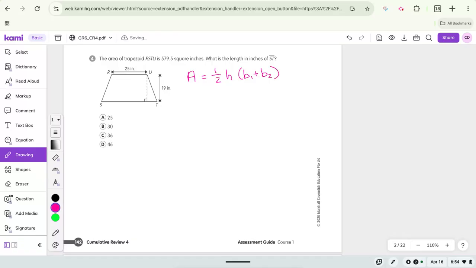So let's just take this formula and plug in everything that we know. I know the area is 579.5, so in place of A, I'm going to put that. I see that the height of this trapezoid is 19. One of the bases is 25, but I don't know the other base. In fact, that's what I'm trying to find. So side ST, I'm going to call base 2. And when I find that, I'll have my answer.